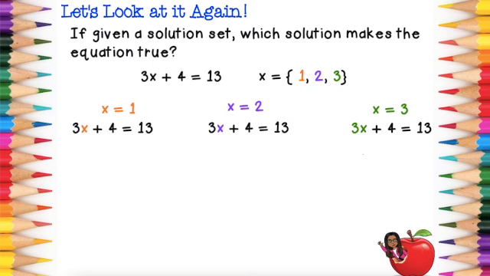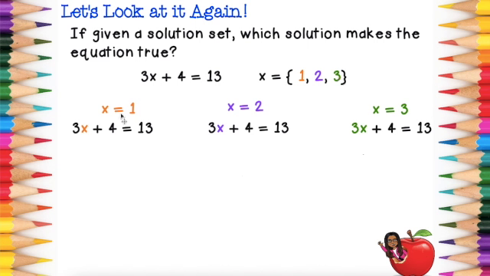Let's look at it again. So, if given a solution set, which solution makes the equation true? So we have the equation 3x plus 4 is equal to 13. And they want to know, of the three solutions listed here, which one makes the equation true? So in this case, we have to use our strategy of substitution. And we're going to substitute our values of x into our equation.